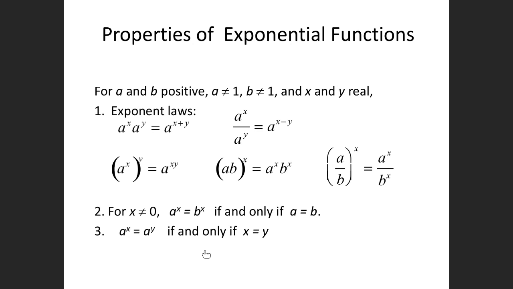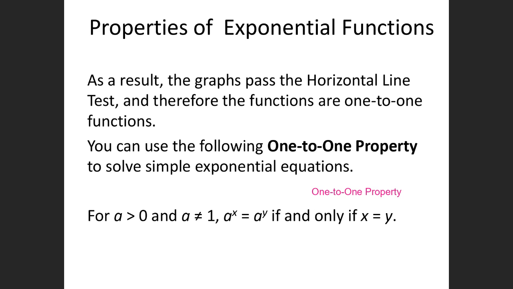If they're both the same base, then for them to be equal, the exponents also have to be the same. I hope it makes sense that for these two things to be equal to each other, the base a to the exponent x has to be the same thing as the base b to the exponent x. And we're going to see some examples of this.